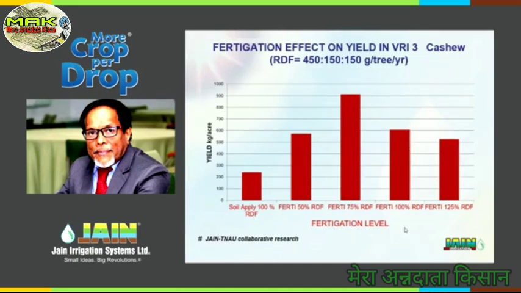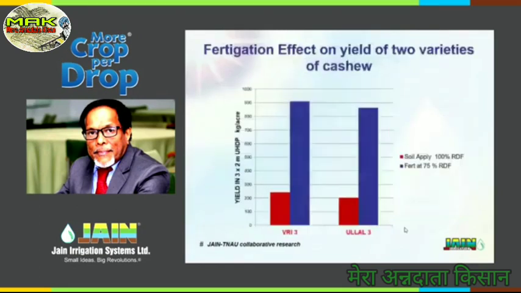Now, there is not only that, there are two varieties. Here, the very impressive result in that study has come. The blue histogram shows the yield under fertigation, and the red one, yield under normal soil application. See the difference. So fertigation is impactful. You don't have to apply the whole of the fertilizer recommended. You can still get much higher yield, and that is precision farming.